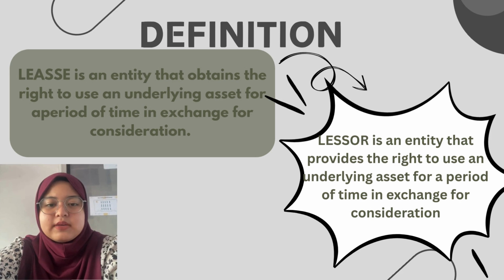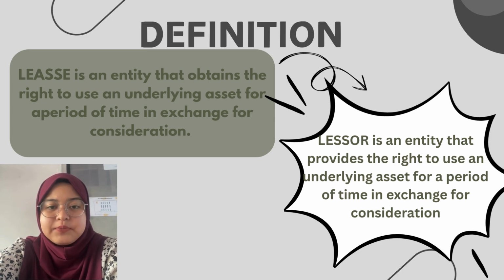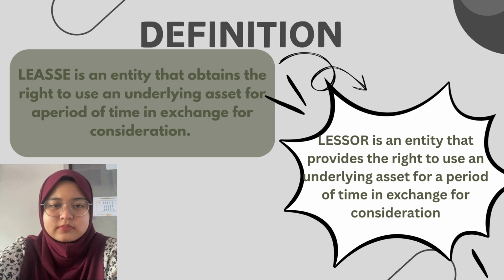First of all, my name is Marsha Mahira binti Muhammad Amin. My matrix number is F1067. Today I would like to present about the definitions and also the objective in MFRS 16.